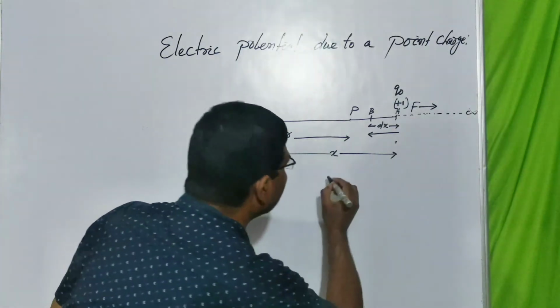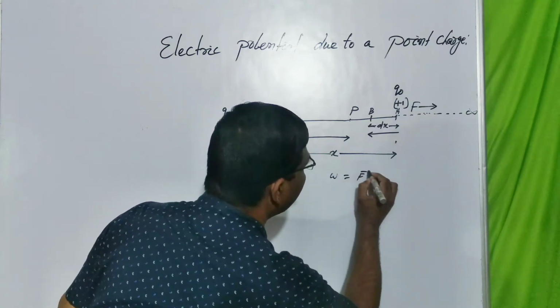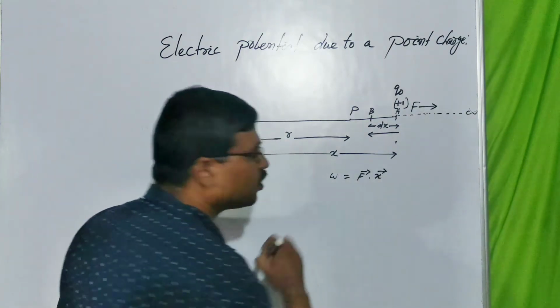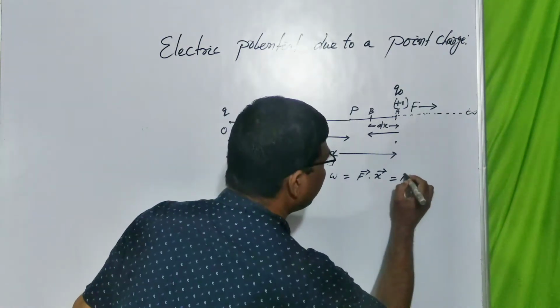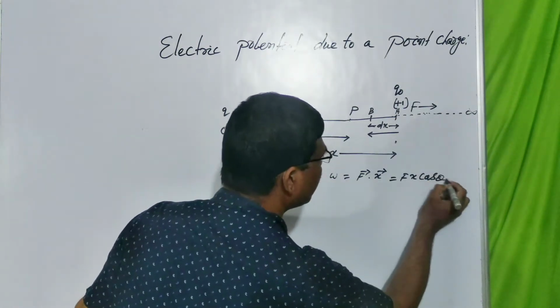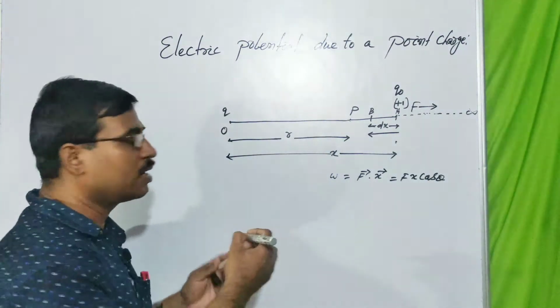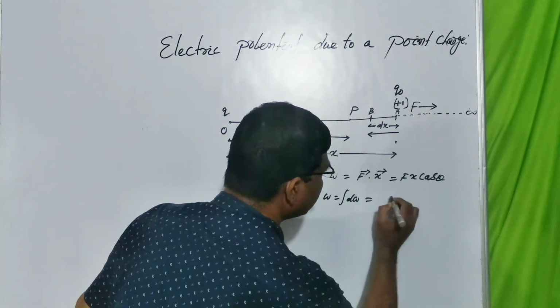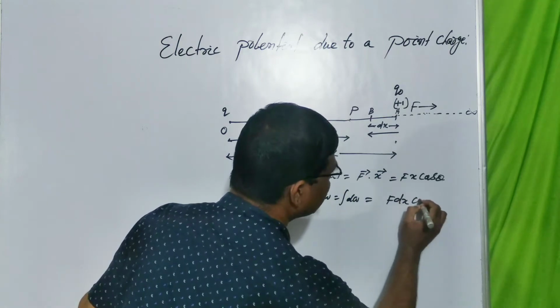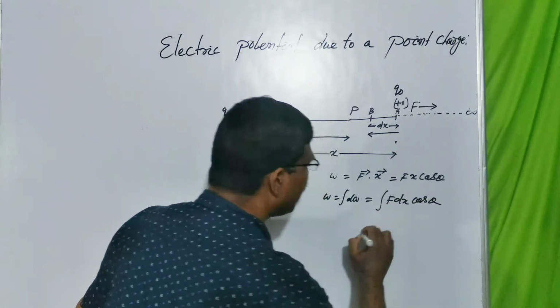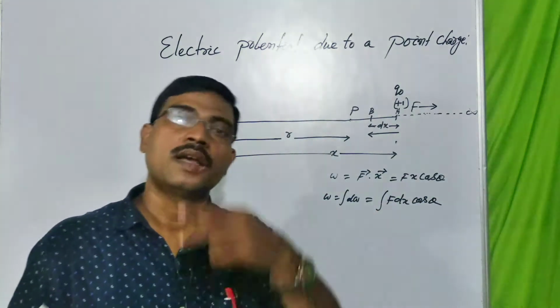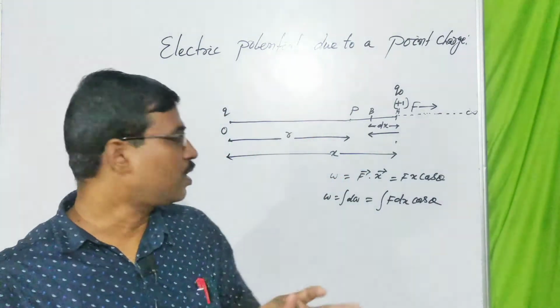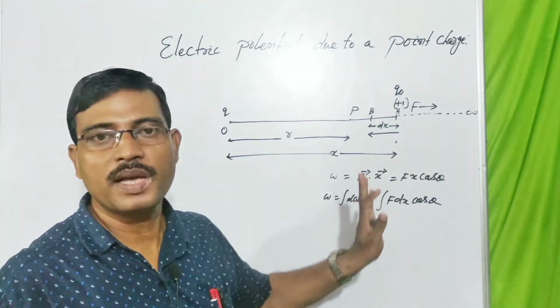Understand only this small portion. W is equal to how much, you know? W equals F x cos theta, as in class 11. For the total small displacement, W is equal to the integration of dW, that is, F dx cos theta. Can you write or not? You have read that in class 11 in the work, energy and power chapter. The same method you have to apply here.